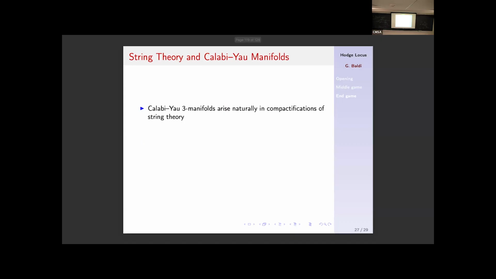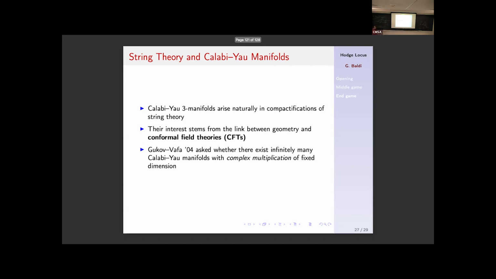First of all, there's a link from string theory to Calabi-Yau 3 manifolds. And it seems to be related, I mean, it is related to conformal field theories. And in fact, there's a conjecture by Gukov and Vafa in 2004 that's a special case of this Zilber-Pink conjecture, and kind of very interesting. I mean, this conjecture was even formulated before we had this Zilber-Pink viewpoint.